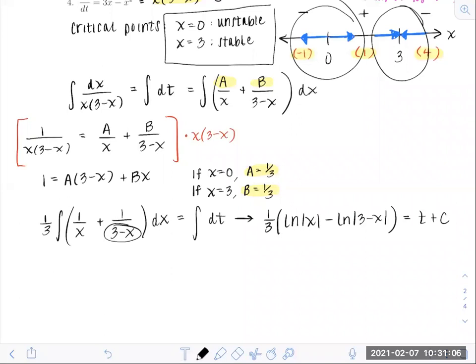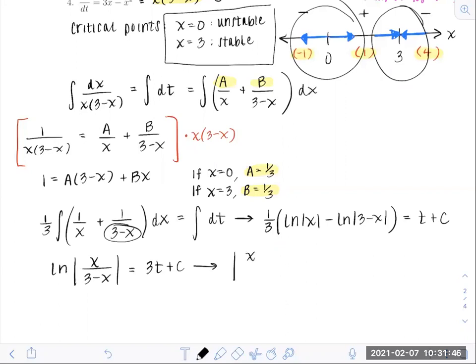All right, let's do a little bit of simplification. I'm going to multiply both sides by 3, and then I'm going to collapse those natural logs using the property of logs, that the difference of two logs is the log of the quotient. So this becomes the natural log of the absolute value of x over 3 minus x, and that equals 3t plus C. Here, I only multiplied my t by 3, and I absorbed the 3 into my constant of integration.